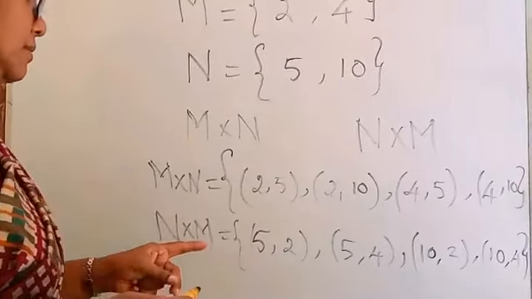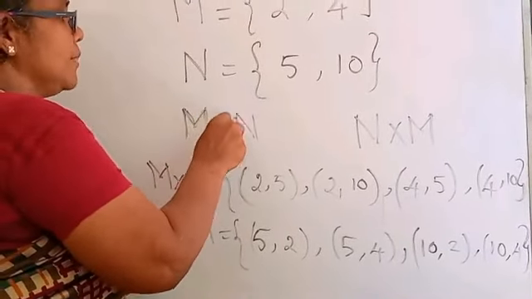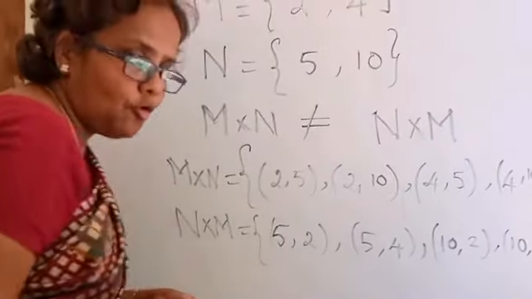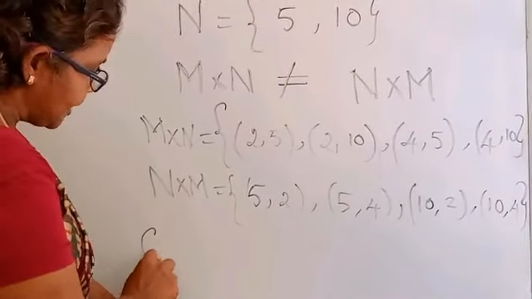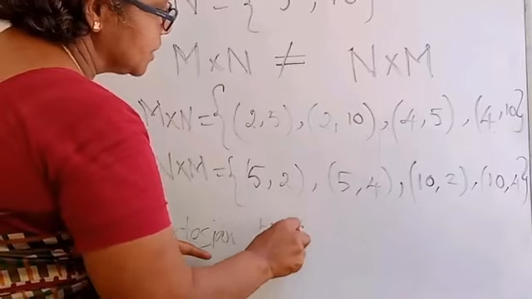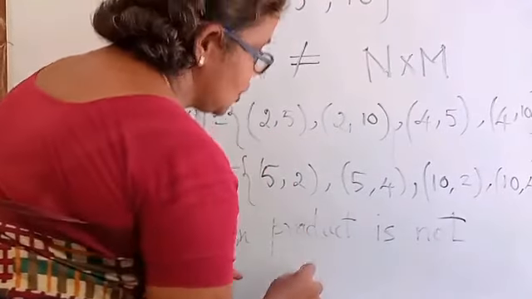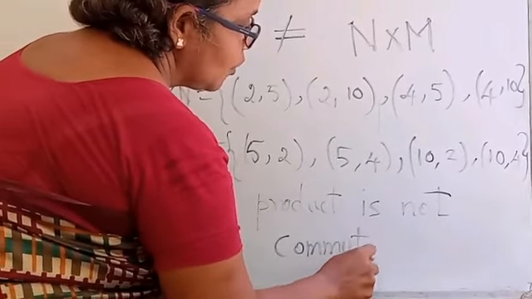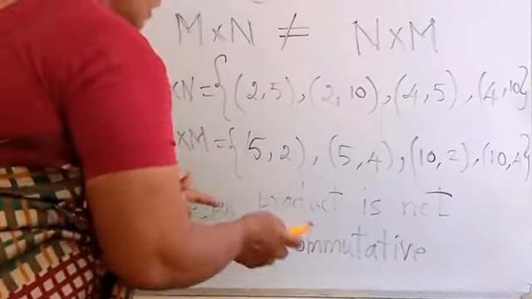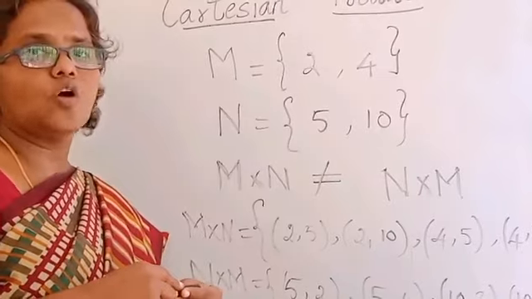Compare both the examples. You see that the ordered pairs are not the same. So what do we conclude? The Cartesian product of M cross N is not equal to the Cartesian product of N cross M. So finally, what do we conclude? Cartesian products are not commutative. The Cartesian product of two non-empty sets is not commutative. You already know what is commutative property. When you want to check for a commutative property, you will consider only two sets, right? And therefore Cartesian product is not commutative. Likewise, Cartesian product is not associative also.